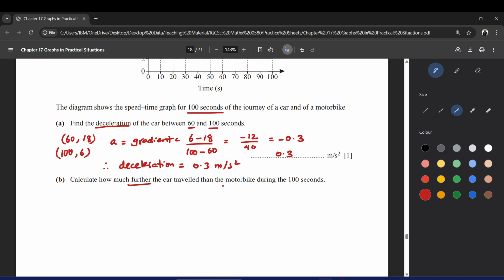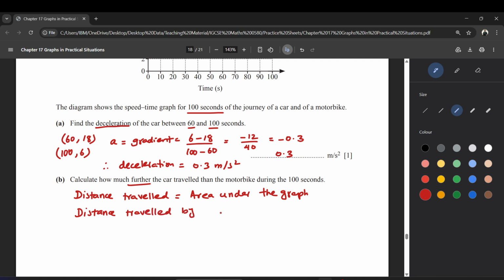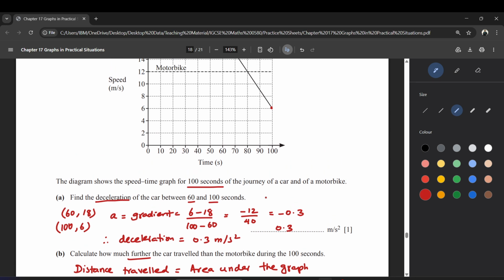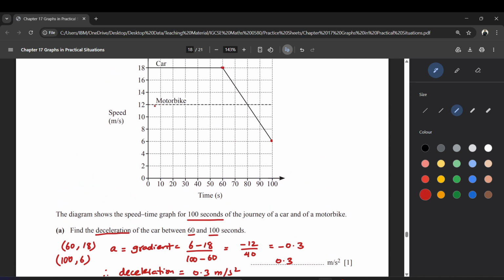Okay, so first of all, I'm going to write down that distance traveled in a speed time graph is equal to area under the graph. Okay, so now distance traveled by motorbike is equal to, so let's see. Now this is the motorbike.